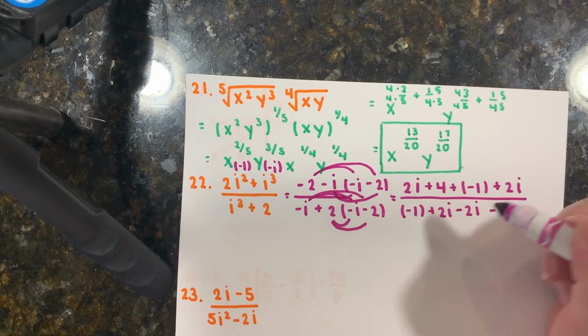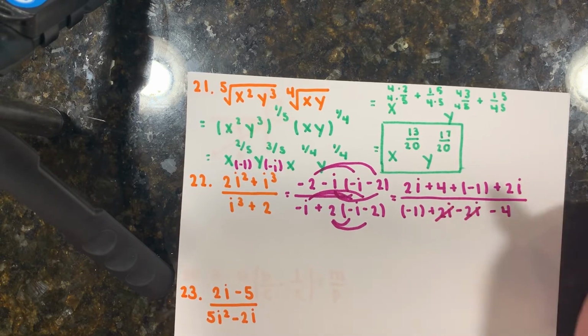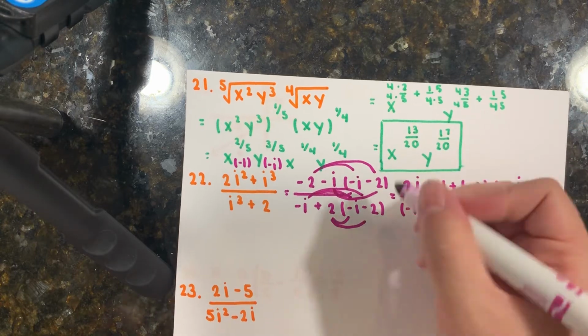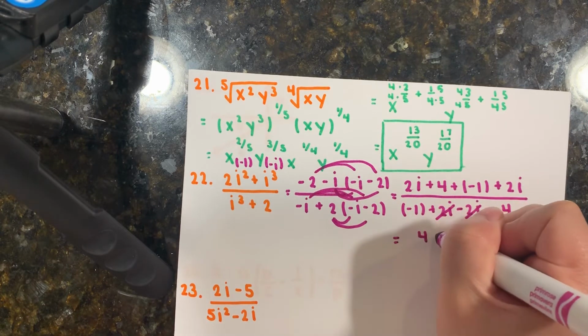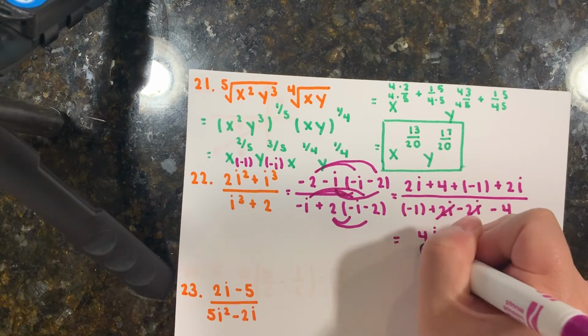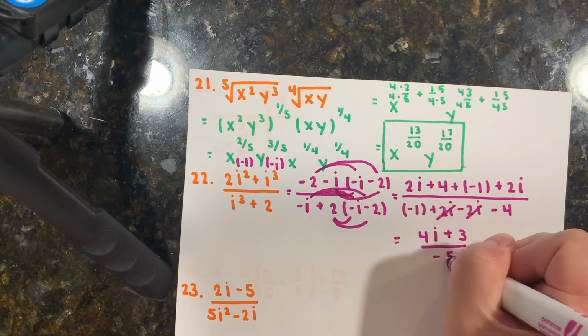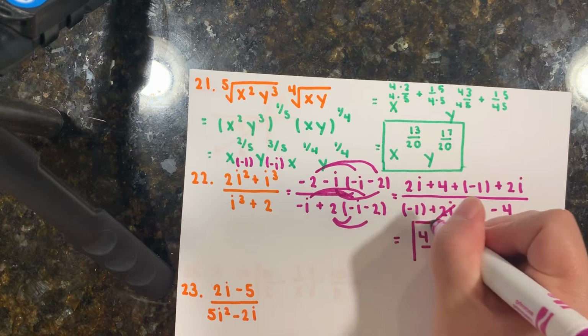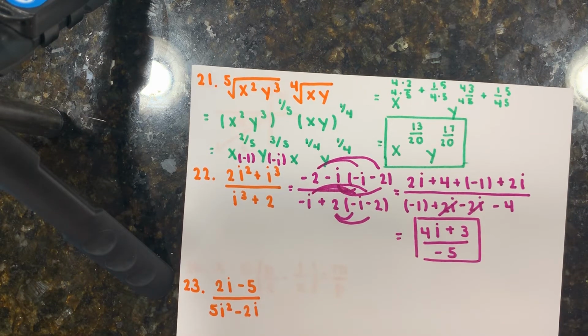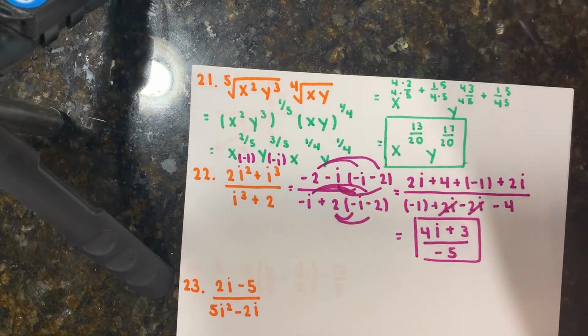So my 2i's are going to cancel. Then I have 2i plus 2i, which would be 4i. 4 minus 1 would be 3, and that's all going to be over -5. And I think they would distribute that negative sign into the numerator and make it -4i minus 3 all over 5.